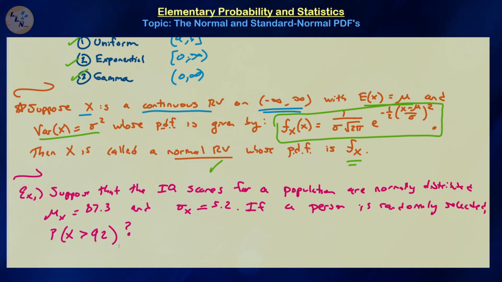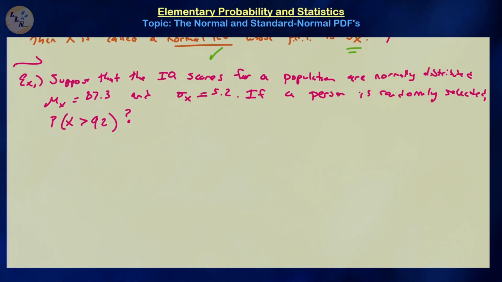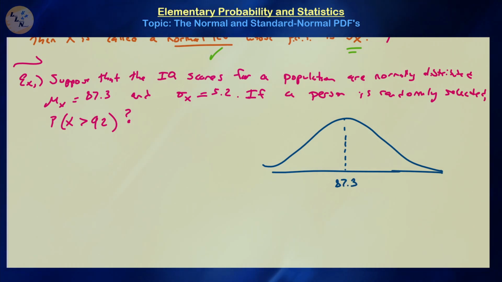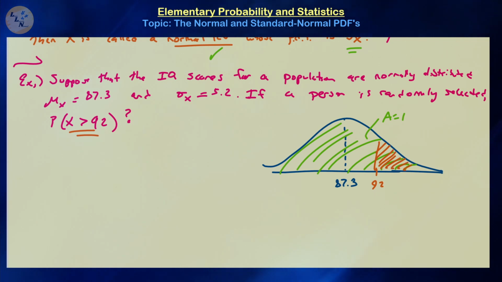If you take a look at what this distribution looks like, a normal distribution is going to have our little bell-shaped pattern, right? This is a symmetric distribution around the mean. Our mean is 87.3. One can show that the area underneath a probability density function, regardless of the mu and standard deviation, is always going to be equal to 1. So what do we want? We want the area under the curve from 92 to infinity. This region here is going to give us the answer to this problem.